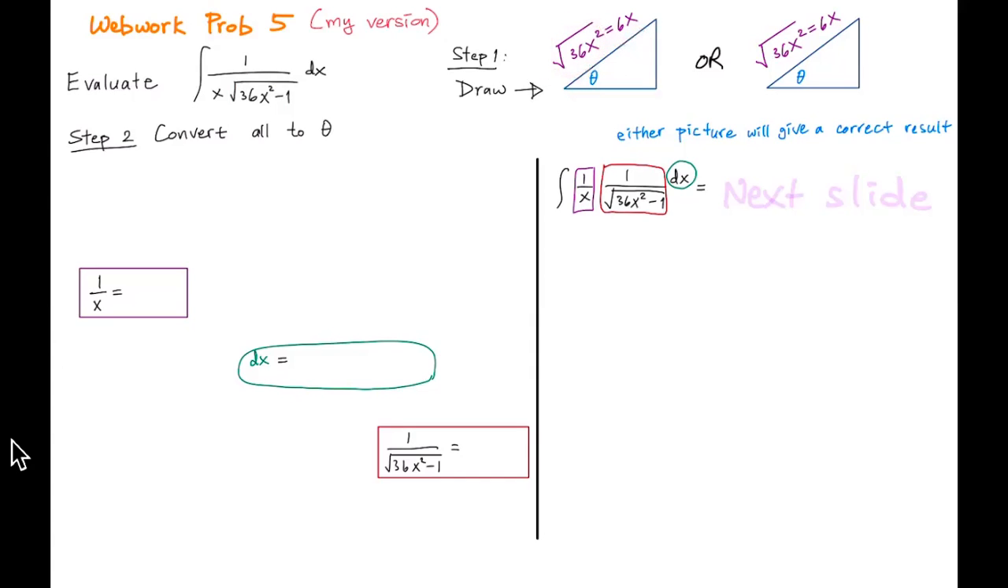And now I have a choice. I can put square root of 36x squared minus 1 down here, or I can put it as the opposite side.